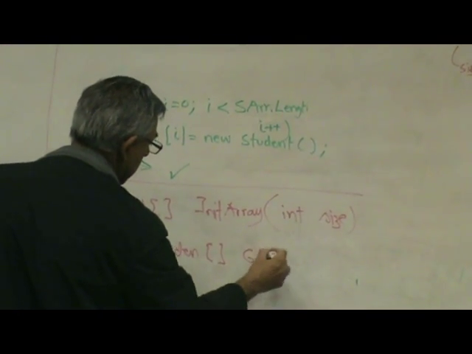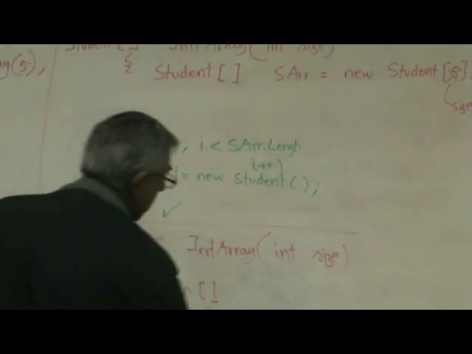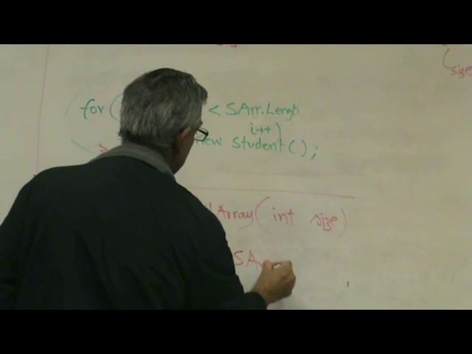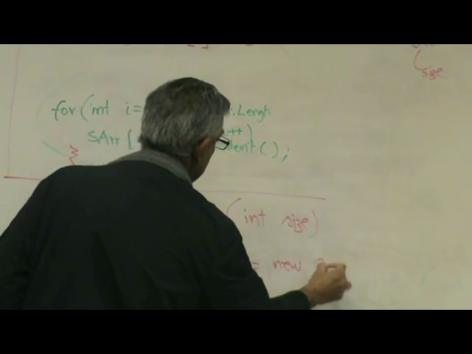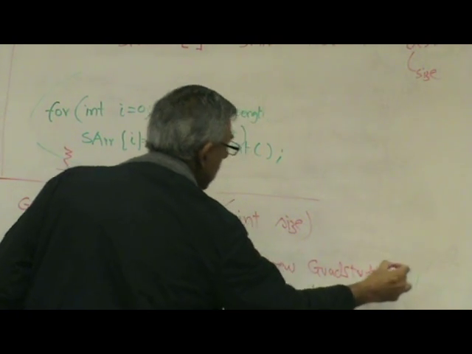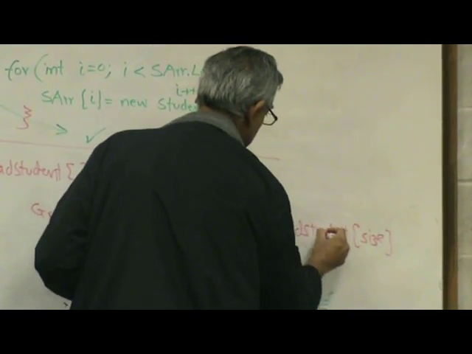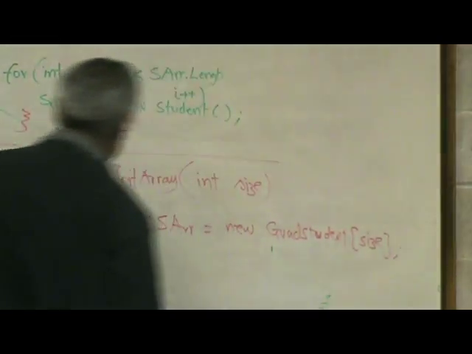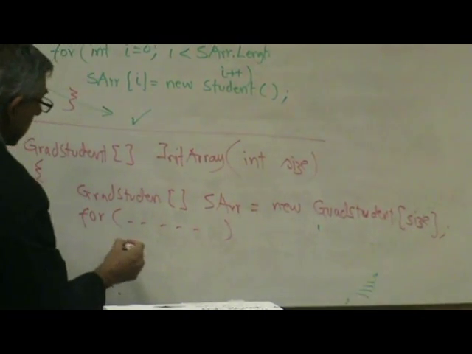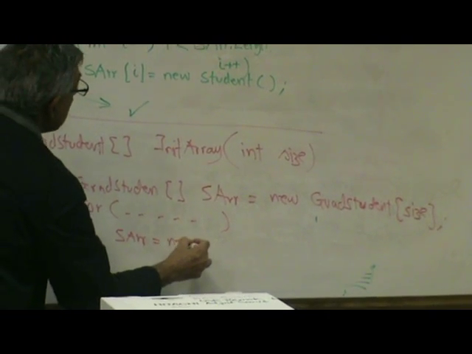Let's call it G array or S, or let me leave the same name because it will be easier to change it. Okay, so if I say S array equal to new grad student, in this case size, correct? Okay, and then the for loop, correct? Yeah. For, and then the only difference is it will say S array equal to new grad student.